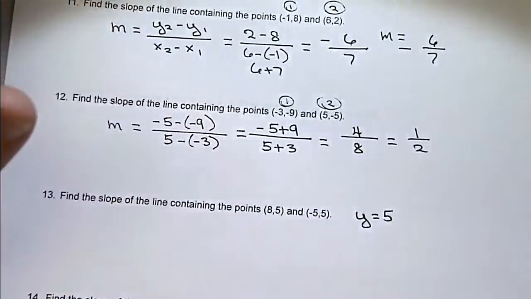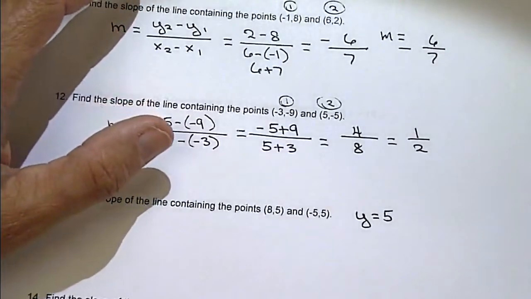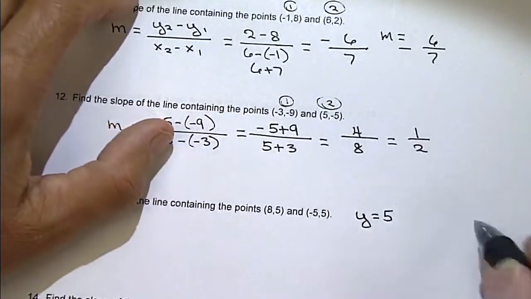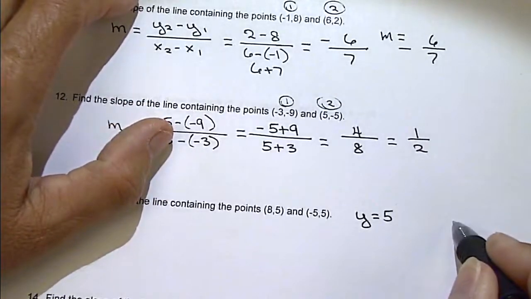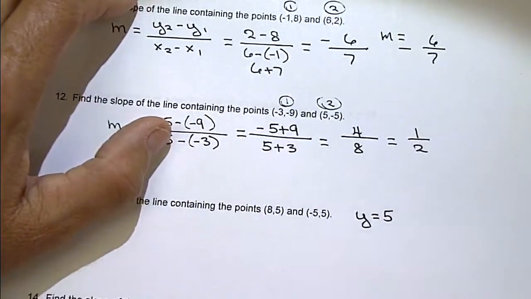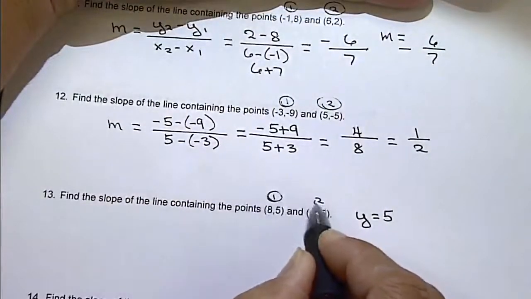What does y equals 5 look like? Is it a horizontal line or a vertical line? Horizontal. A horizontal line has what kind of slope? Zero slope. I know that before I even start the problem, okay? But let's do it. This is point 1, this is point 2.